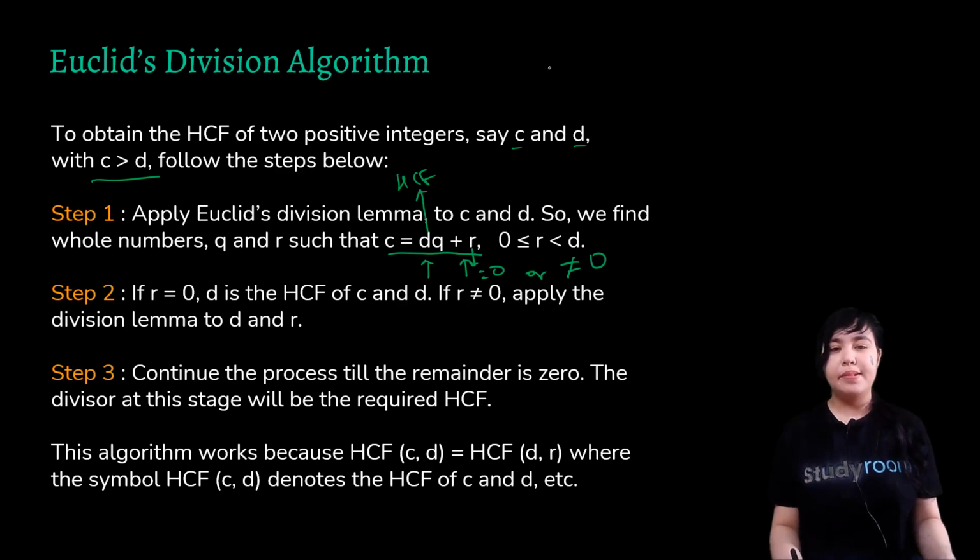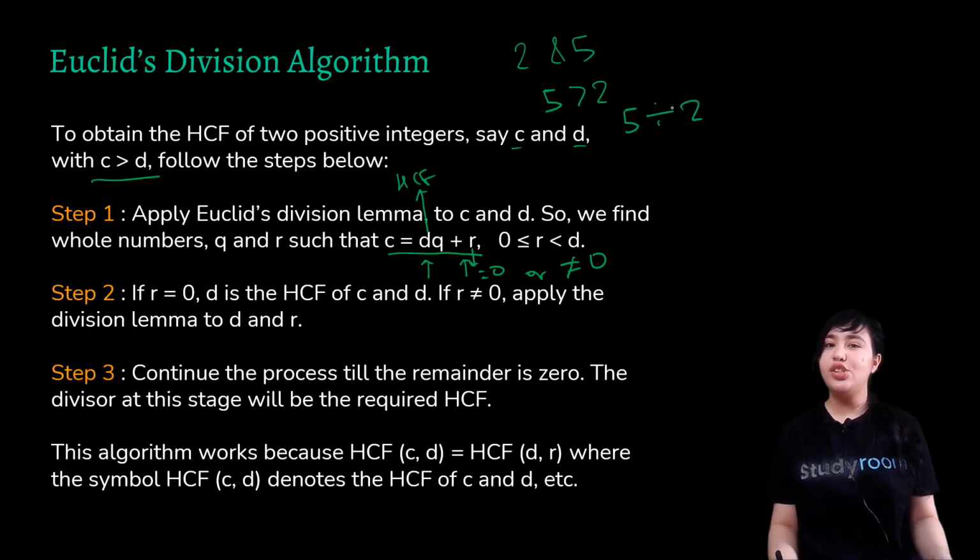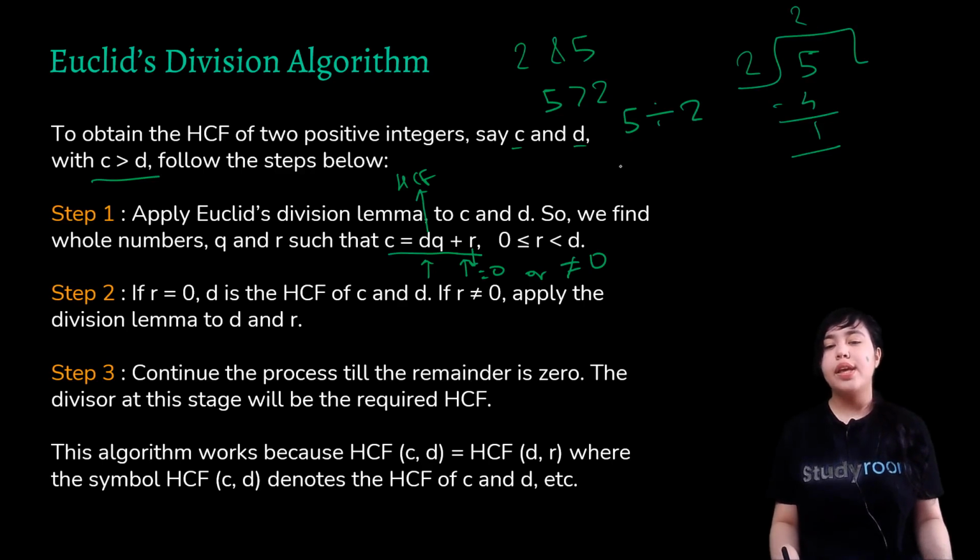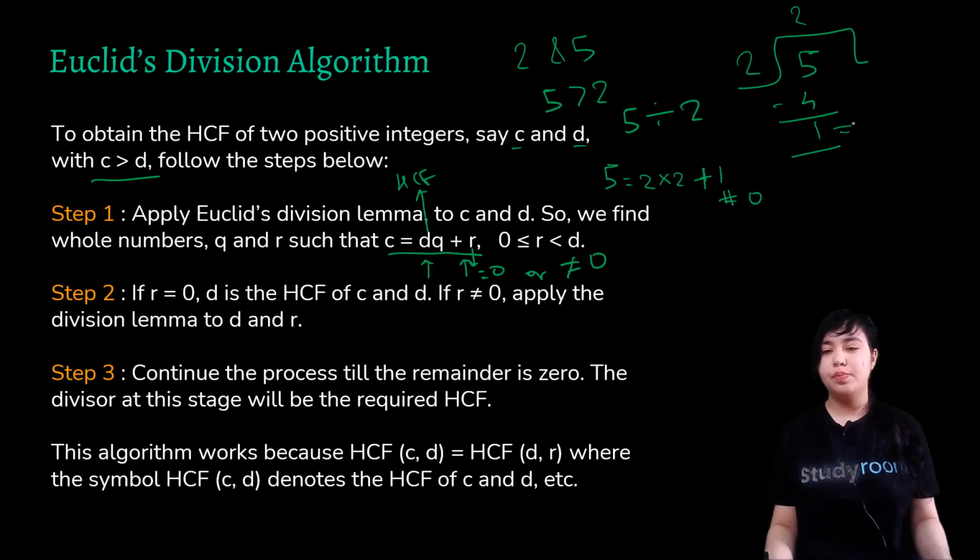So for example, if I give you 2 and 5, which is the bigger integer? 5. So 5 is greater than 2. I'll do a long division such that 2 is dividing 5. So 2 2's are 4, minus, 1. On applying Euclid's division lemma to 5 and 2, I can say 5 is equal to 2 into 2 plus 1, and clearly my remainder is not equal to 0. So I again apply Euclid's division lemma, but this time to my divisor and the remainder, so to 2 and 1.